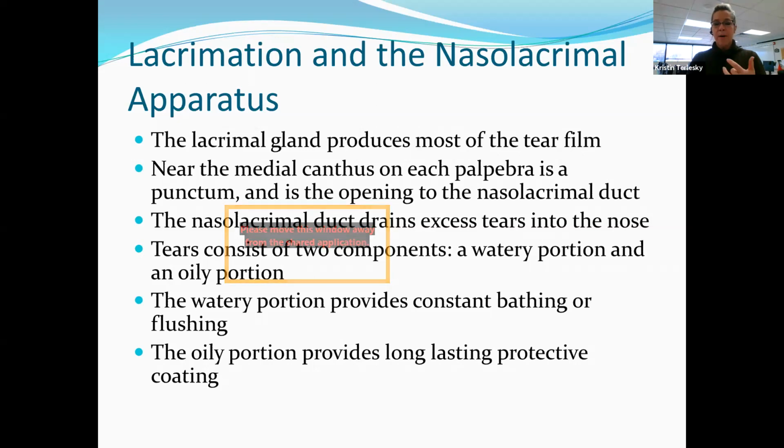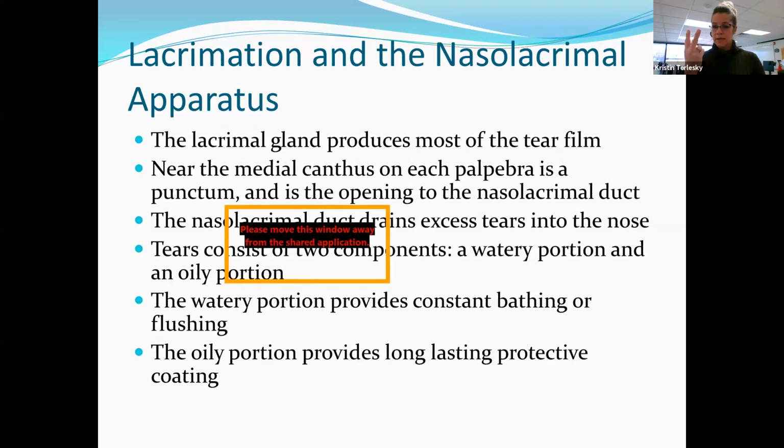Some puppies are born with that opening, that punctum closed, and they actually have to take a lacrimal needle and put that through and flush so they can open that duct up. Babies have that too. Human babies, sometimes they'll have to clean those ducts out too, so they can actually have drainage, because you need to have drainage in your eyes.